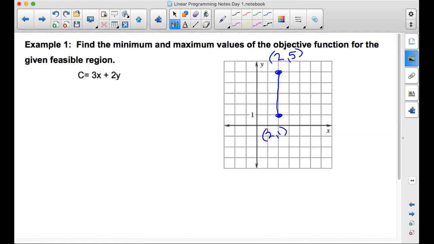I'm just picking points. Points have no meaning. I just throw in a couple points up here. 1, 2, 3, 4, 5. Let's go up to 5 and over to 3. Or I'm sorry, over 5 and up 3. And then we'll just graph one more. We'll do another one at 5, 1.